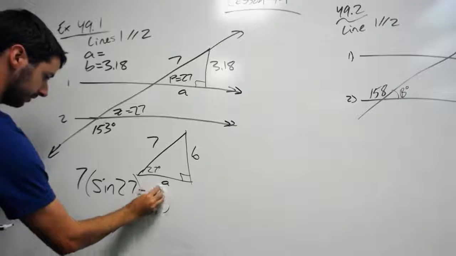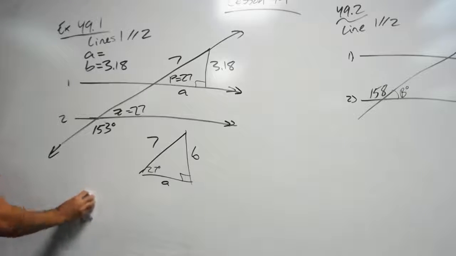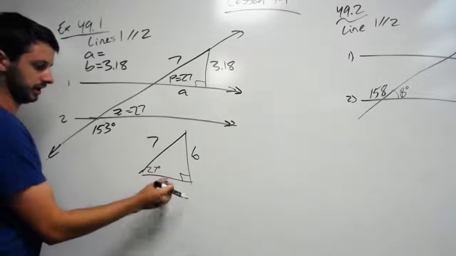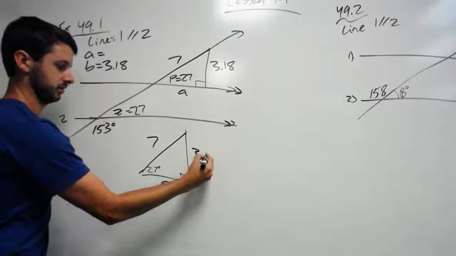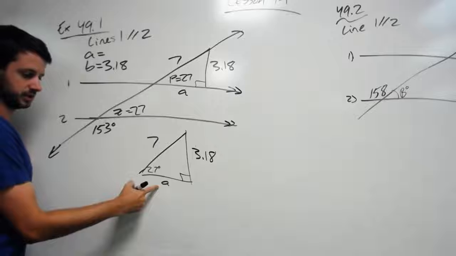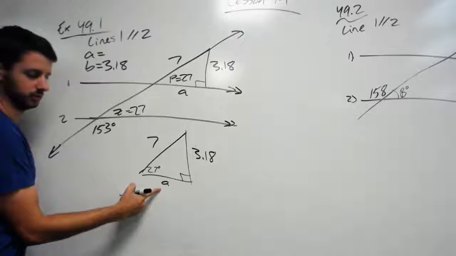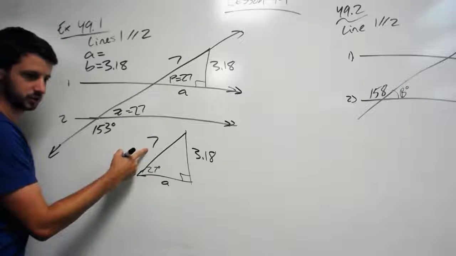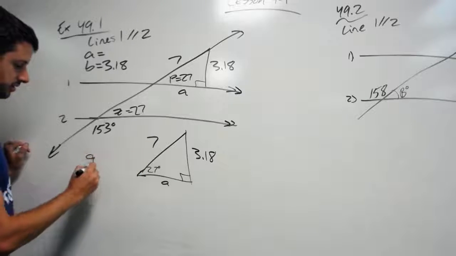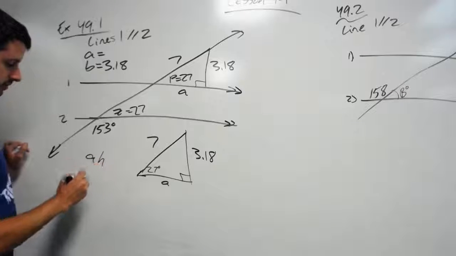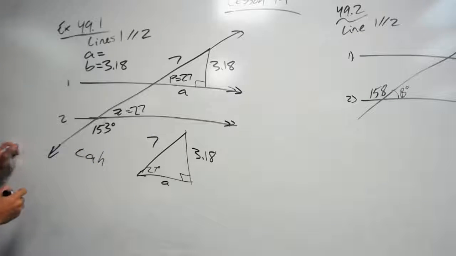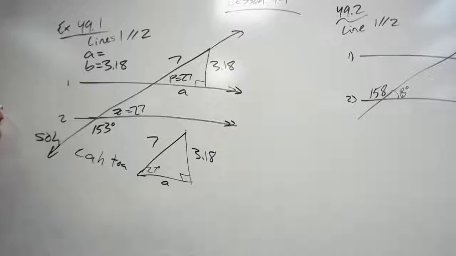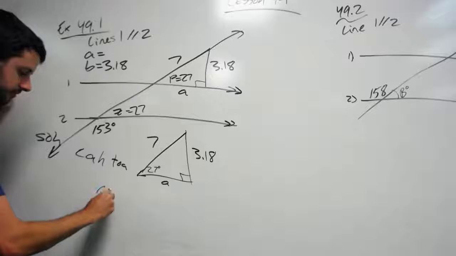So we'll erase this part. We already used sine, so we know it's not going to be that. If we're talking about A, we already have B. Well, that would be considered the adjacent to 27. We already know the hypotenuse, and that's a whole number. So which one uses adjacent and hypotenuse? That is CAH, if you remember. So CAH TOA. So therefore, we're going to use cosine of 27.